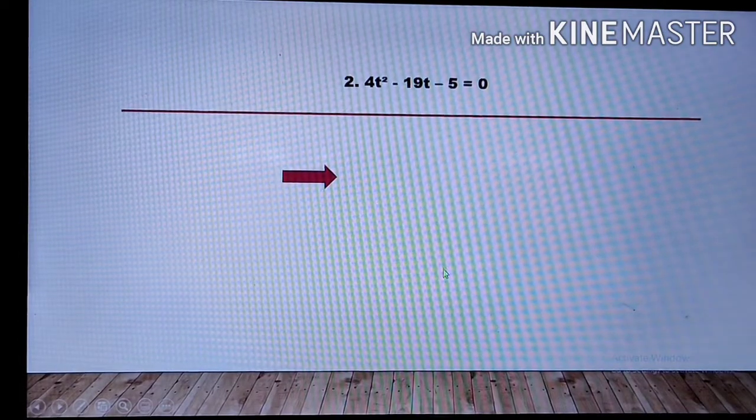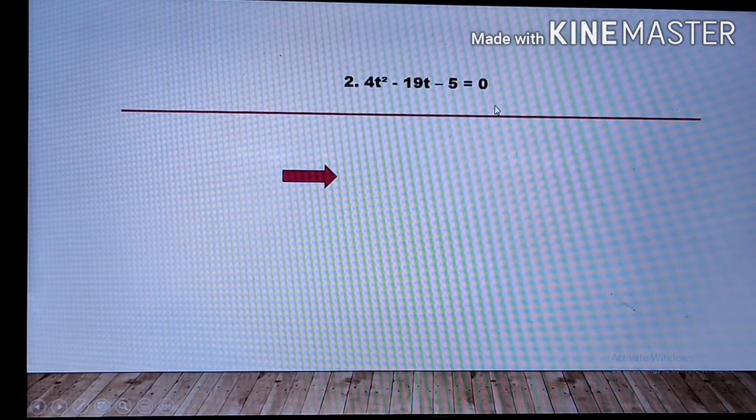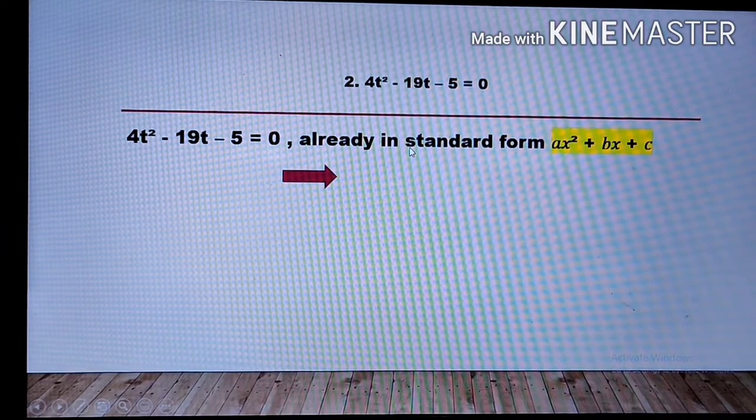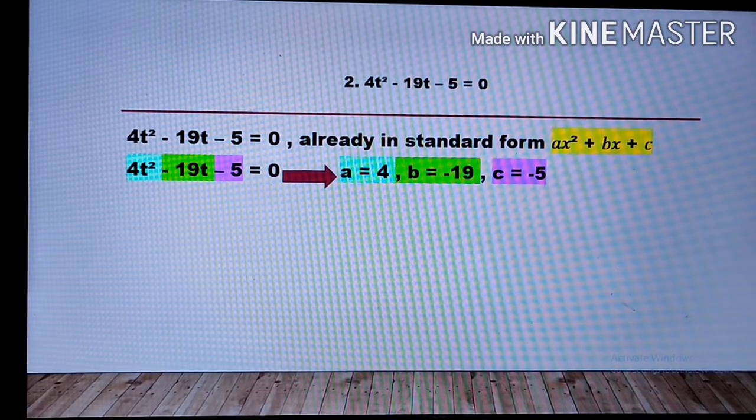Okay, example number 2. Excuse me. 4t squared minus 19t minus 5 is equal to 0. Okay, the given quadratic equation is already in standard form. So, no need mo na siyang i-transform to standard form. Next is we are going to find na the values of A, B, and C.